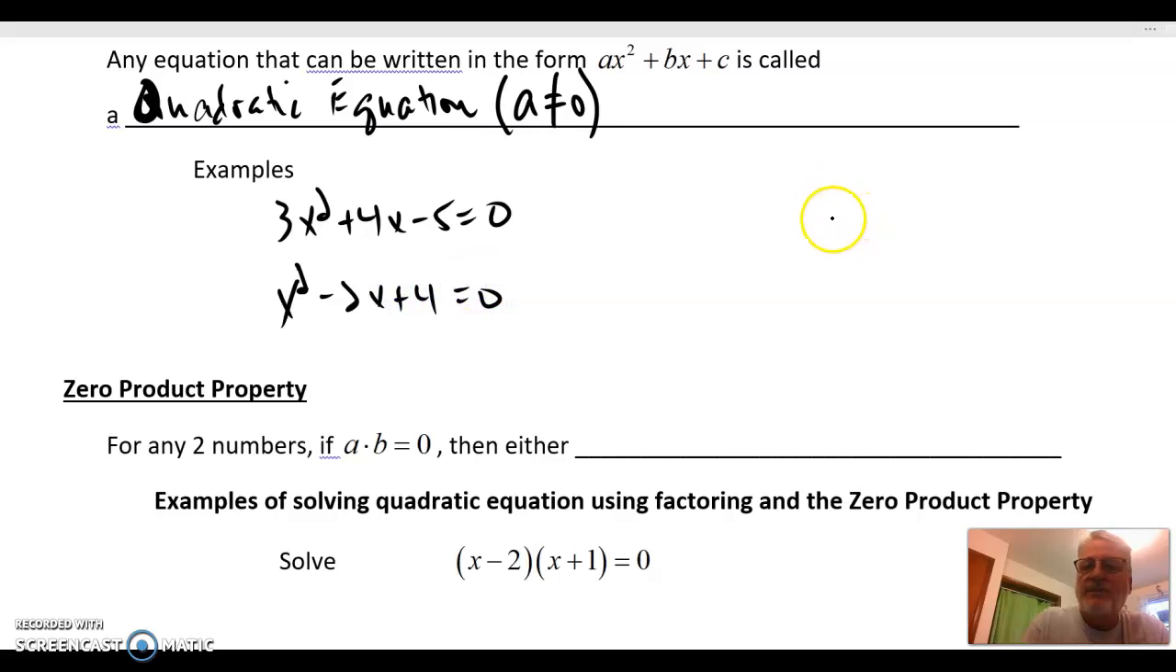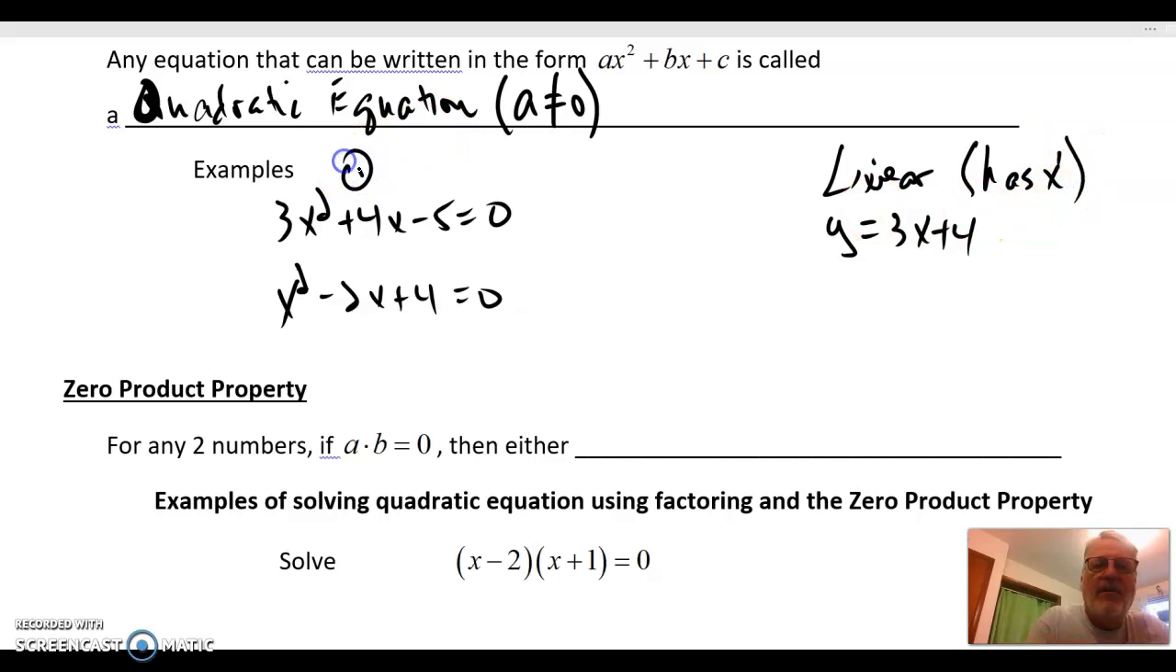The equations you're used to seeing look like this. y equals 3x plus 4. Those are linear equations. That's what you did in Algebra 1. It has an x to the first power. These are quadratic equations. They have an x squared. That's the key. Okay, to do this, we're going to use something called the zero product property.